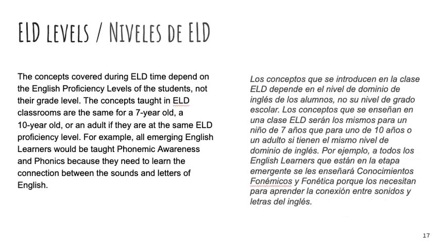The concepts covered during ELD time depend on the English proficiency levels of the students and not their grade levels. The concepts taught in ELD classrooms are the same for a 7-year-old, a 10-year-old, or even an adult if they are at the same ELD proficiency level. For example, all emerging English learners would be taught phonemic awareness and phonics because they need to learn the connection between the sounds and letters of English.